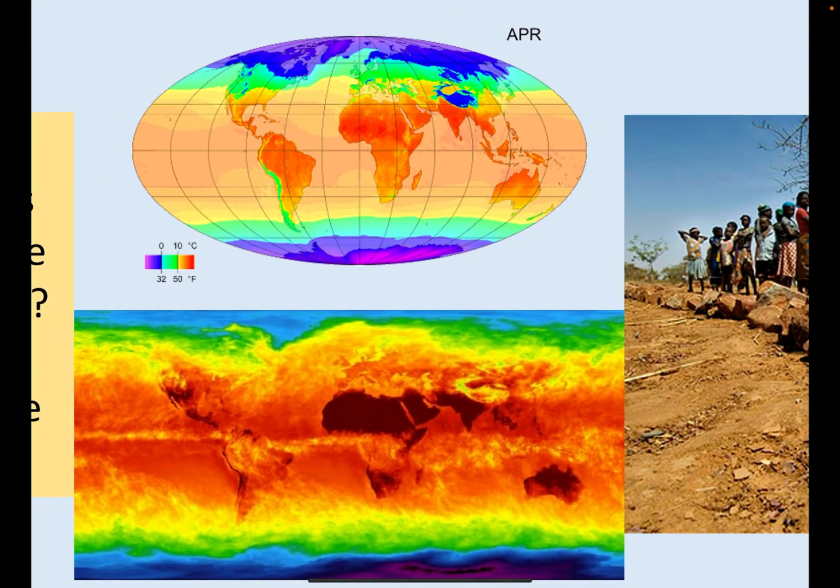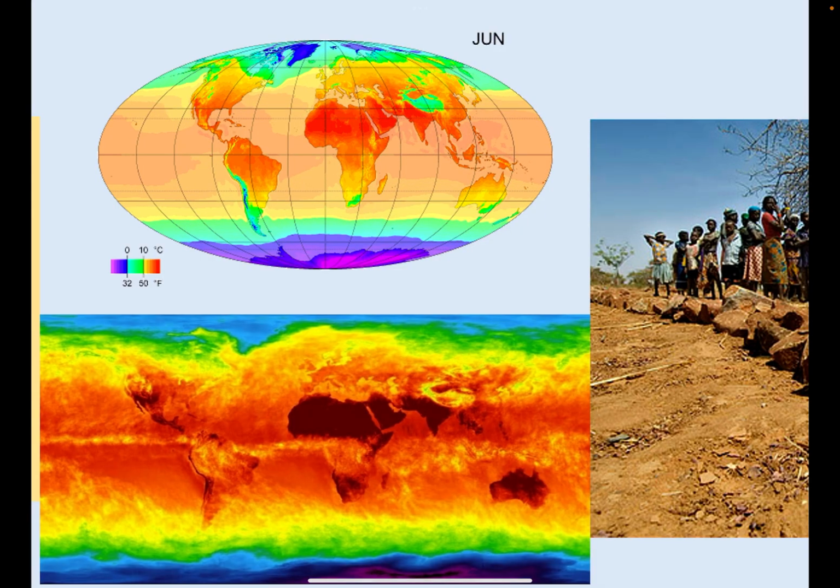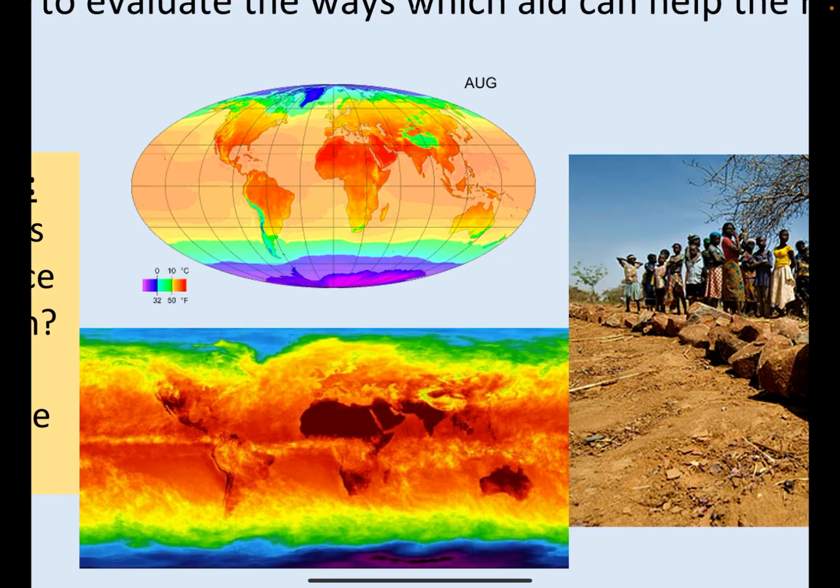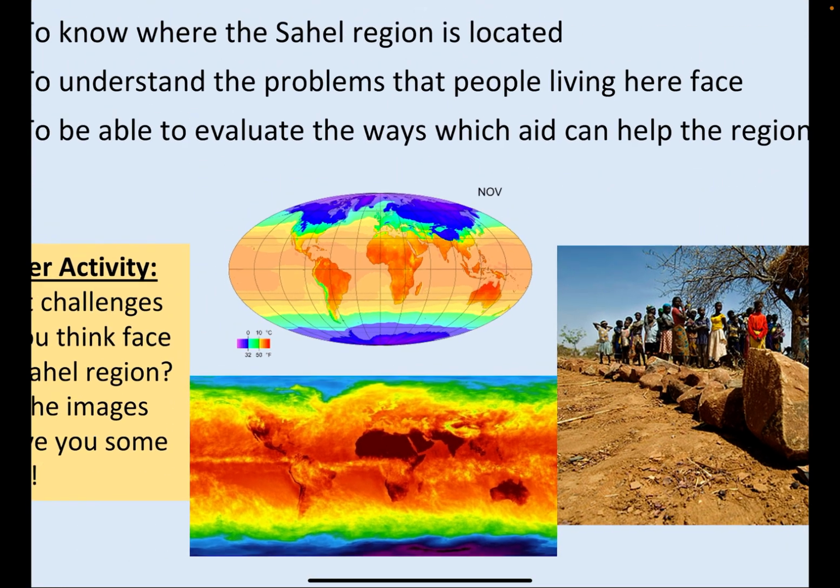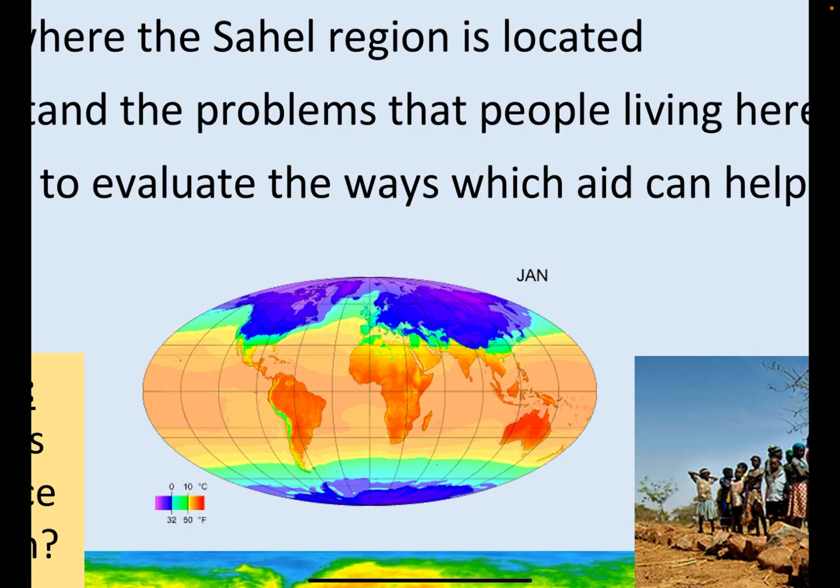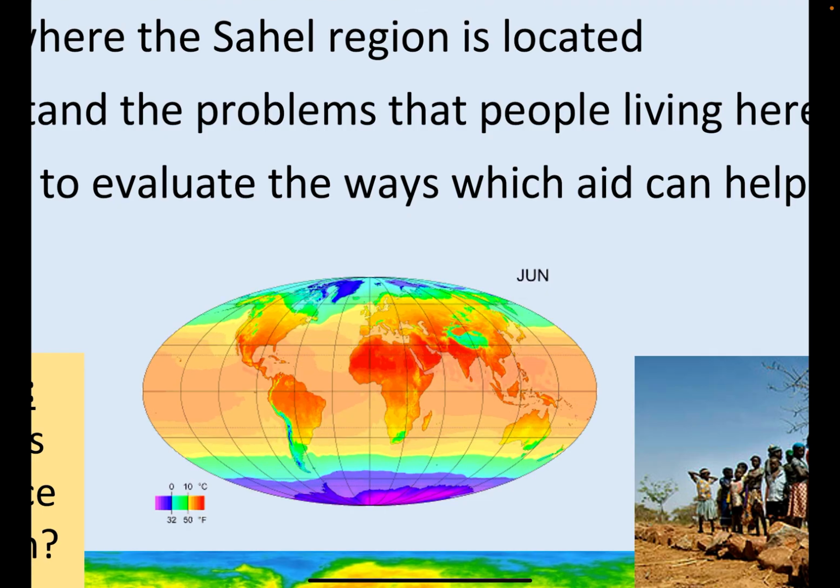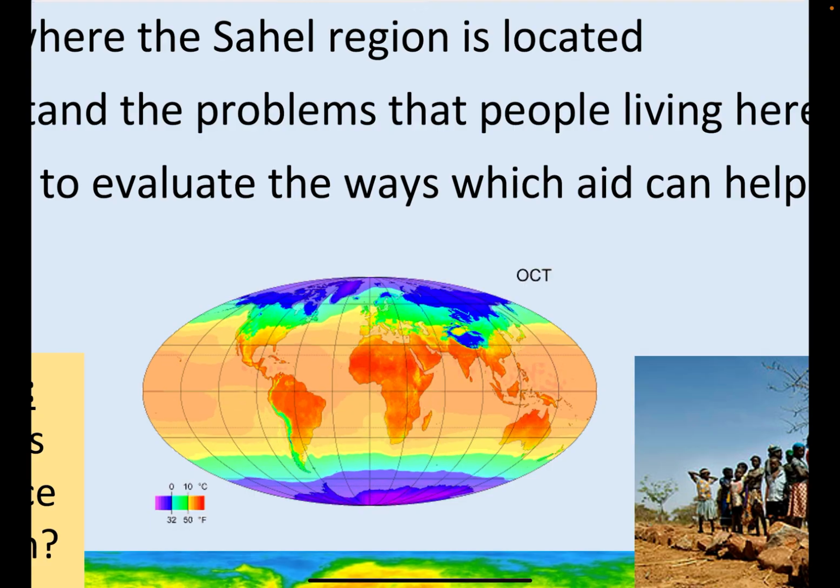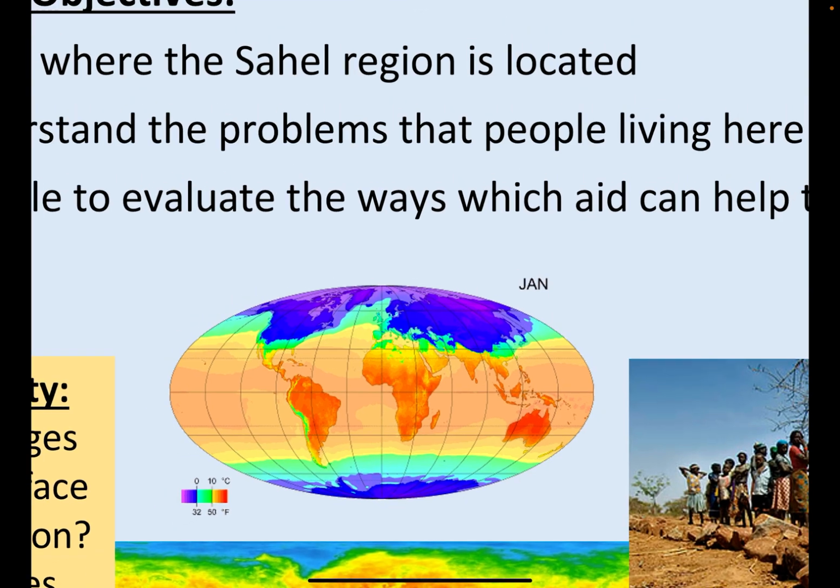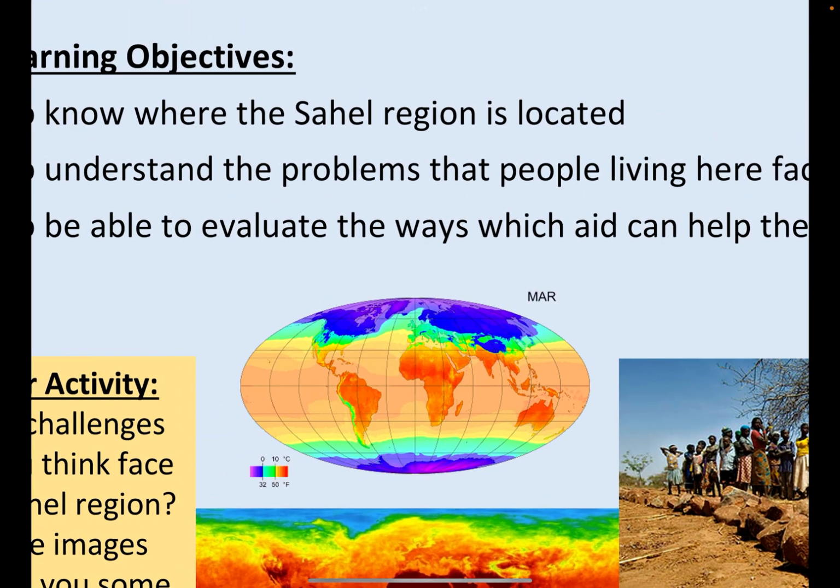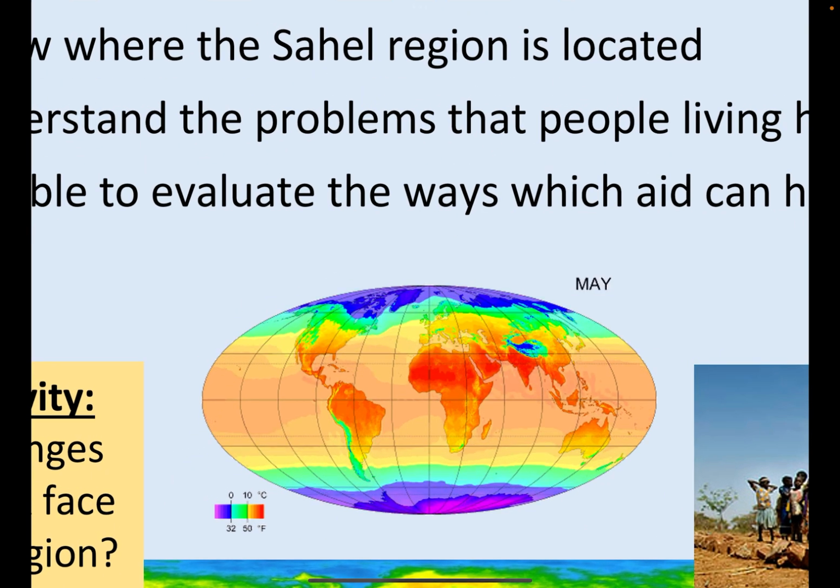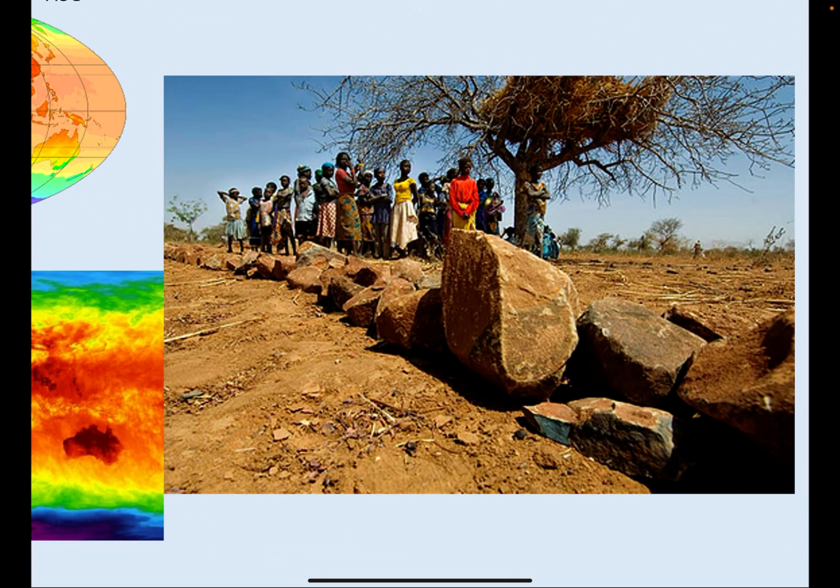Think about, here's a continent of Africa. Think about what the colours mean in terms of temperature. Here you've got another map, but this time it moves over a couple of months. Again, what does the map of Africa look like in terms of heat? Are there fluctuations? Does it go blue sometimes?